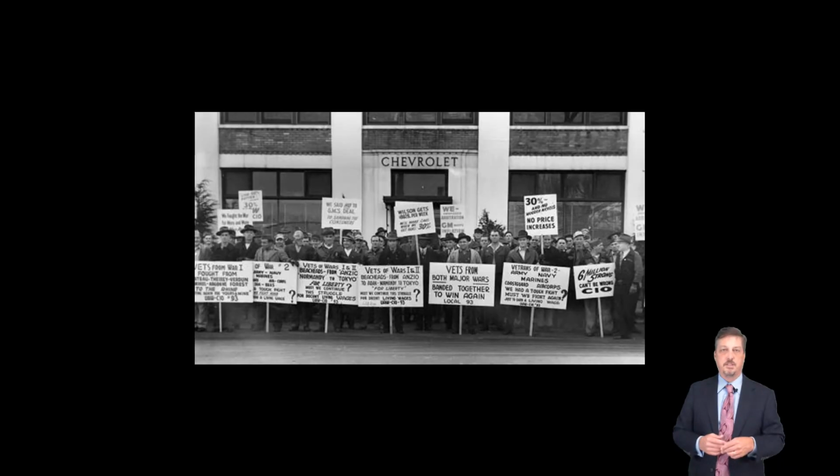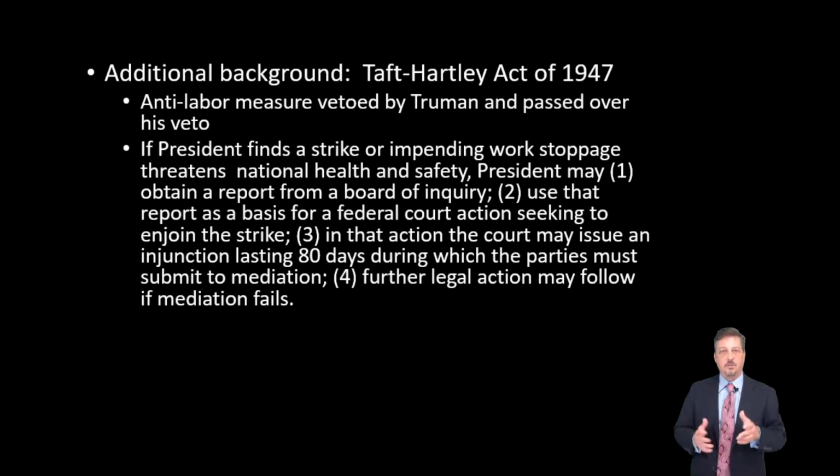The coal and steel industries likewise experienced massive labor unrest. In 1947, Congress passed the Taft-Hartley Act, an anti-labor measure. Although Truman had difficult relationships with the unions, he vetoed the Taft-Hartley Act, but Congress passed it into law over his veto.